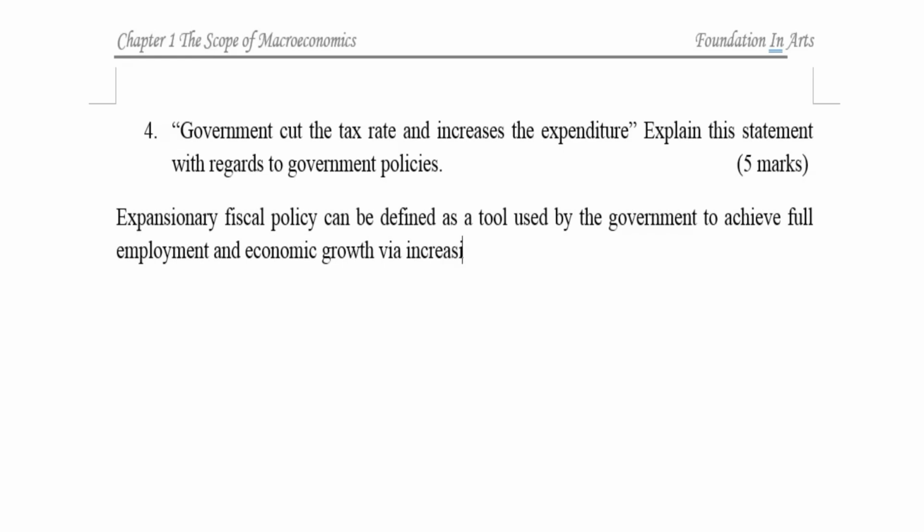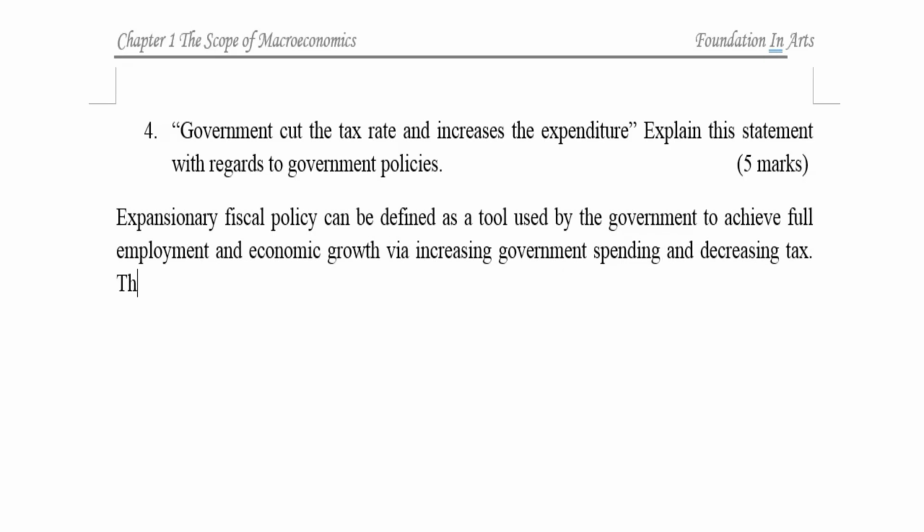So we go straight to the specific one because it's expansionary fiscal policy. You should not define fiscal policy. Instead, you should straight away define expansionary fiscal policy: increasing government spending and decreasing tax. Then this is just a definition. So what does this mean?